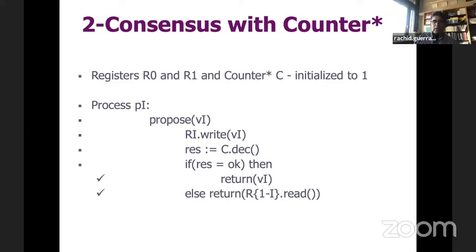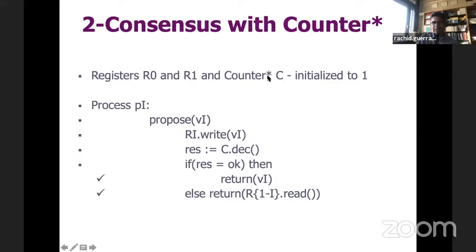At the end of the day, we agree. We don't know in advance whether we are going to agree on his value or my value, but what breaks the tie is this counter. What I'm telling you here is that this counter star is very strong. It's very strong because if we have it, we can solve consensus with it. You cannot solve consensus with the counter without the star that I presented to you earlier.